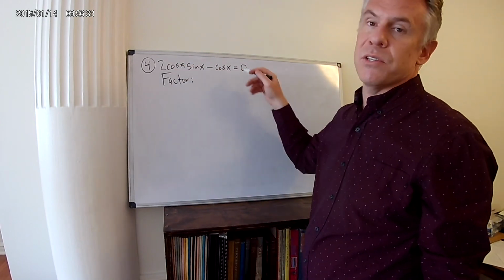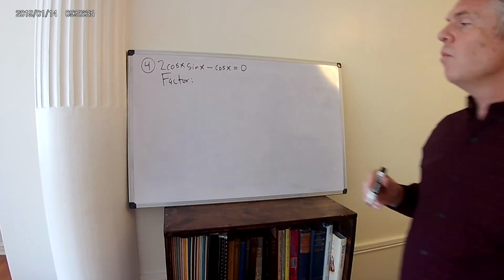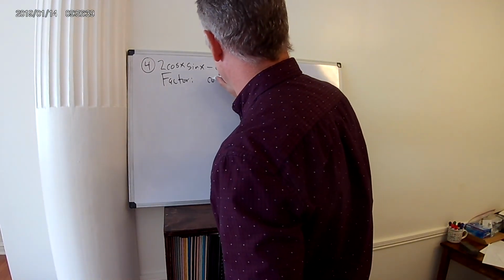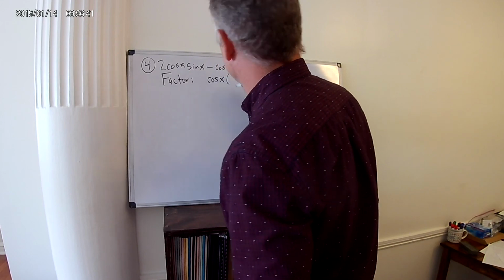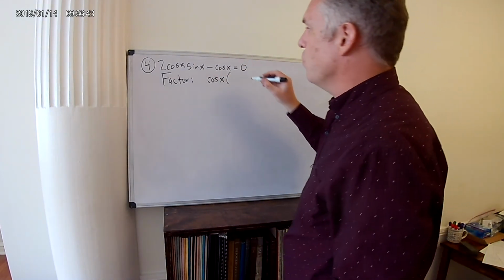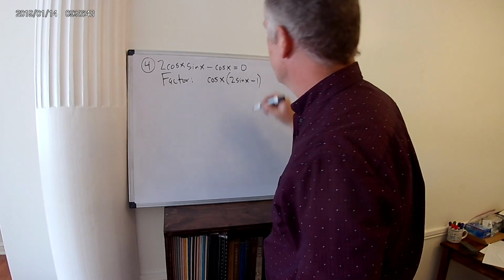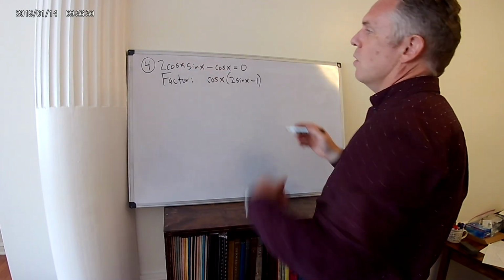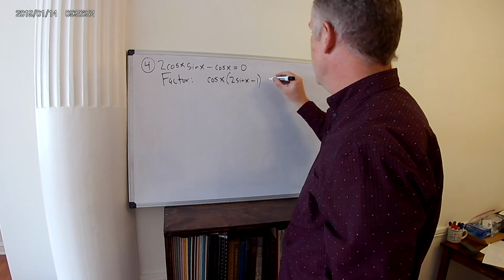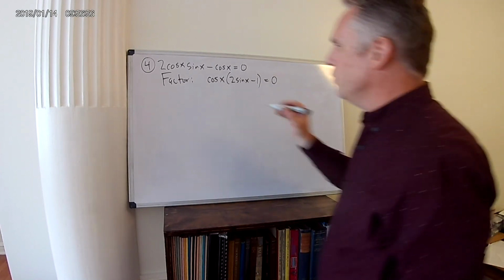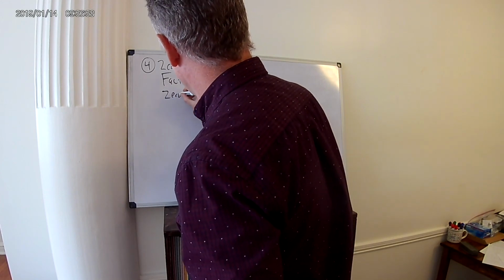Do we see anything that's common to both of these terms? Well, cosine x is common, so I'm going to pull cosine x out. I'm going to factor cosine x out of these two terms. What I'm left with is 2 sine x minus 1. If I factor cosine x out of these two terms, I'm left with 2 sine x minus 1, and this all equals 0. And then there's something called the zero product property.